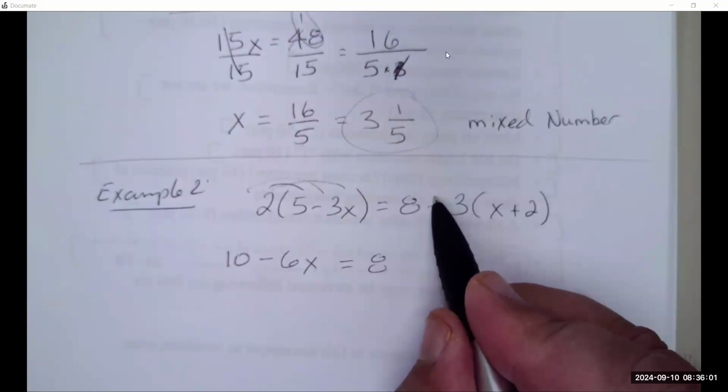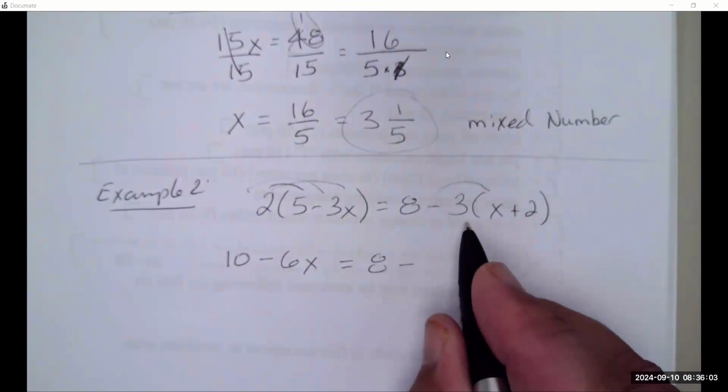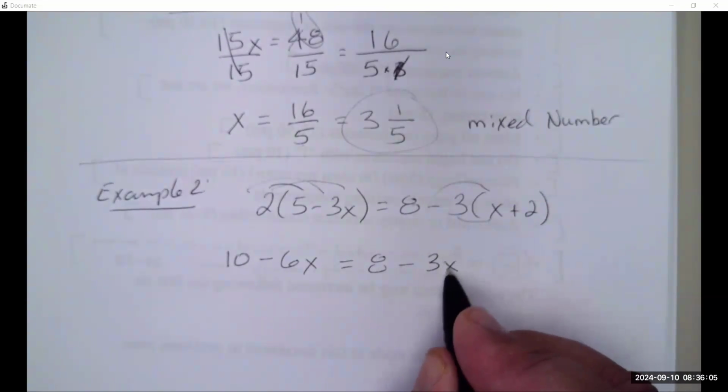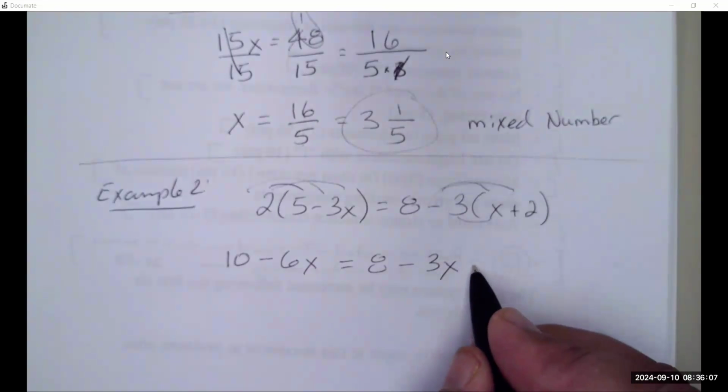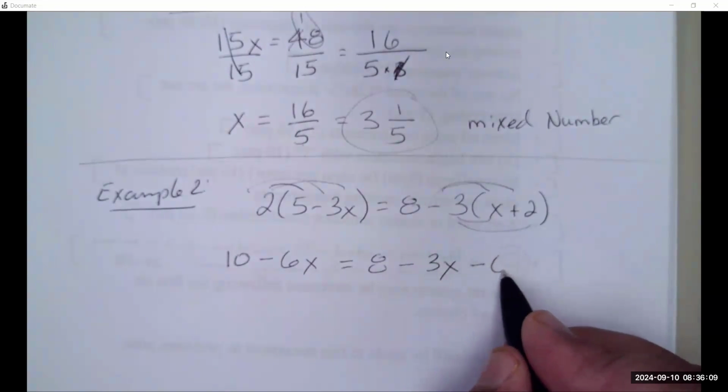Then we have negative times positive is negative. 3 times x, 3x. Negative times positive is negative. 3 times 2 is 6.